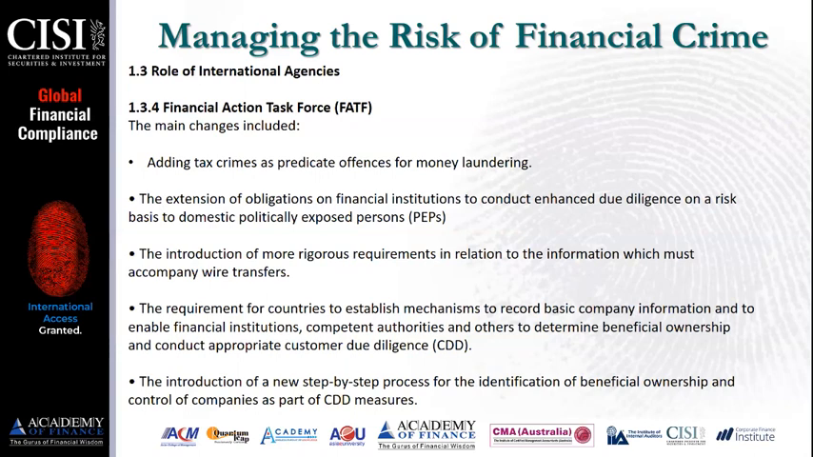So we'll discuss a little bit more on what the predicate offense means, right? A predicate offense is the underlying offense relating to money laundering for which a person is being charged. So moving back to FATF, in 2012 FATF added tax crime as a predicate offense. The extension of obligations on financial institutions to conduct enhanced due diligence on a risk basis to domestic politically exposed persons (PEPs), introduction of more rigorous requirements in relation to information which must accompany wire transfers, the requirement for countries to establish a mechanism to record basic company information and to enable financial institutions and competent authorities to determine beneficial ownership and conduct appropriate due diligence, and the introduction of a new step-by-step process for the identification of beneficial ownership and control of companies as part of CDD measures.